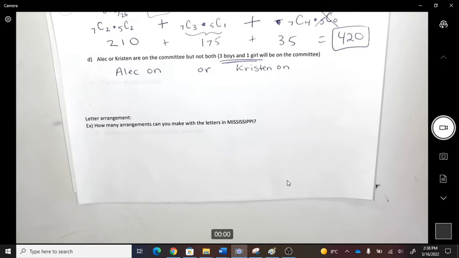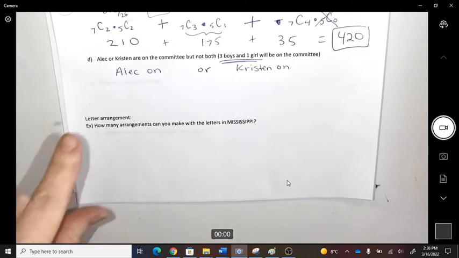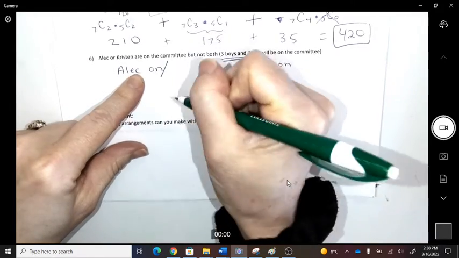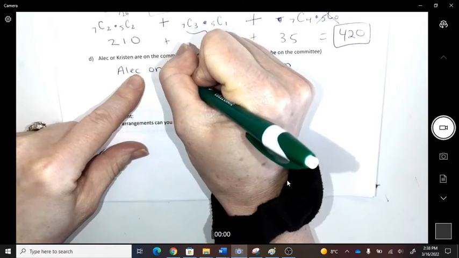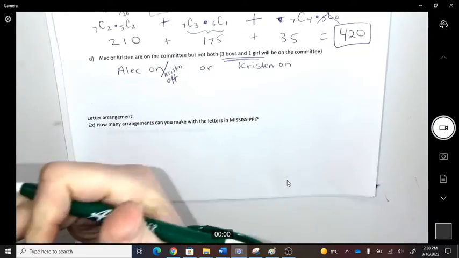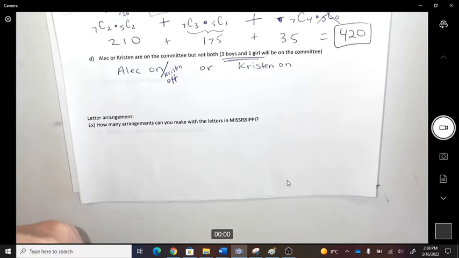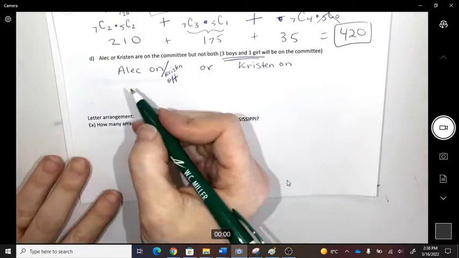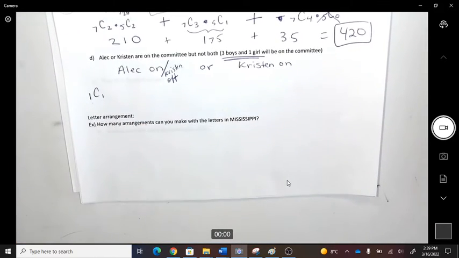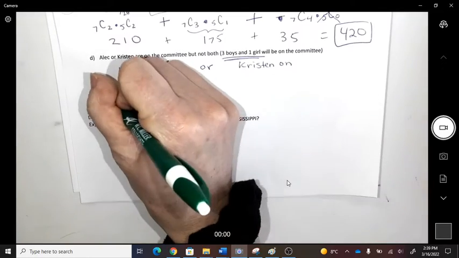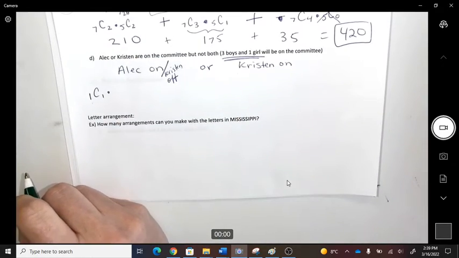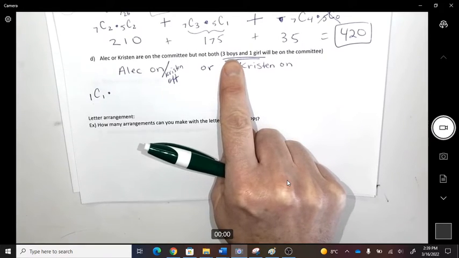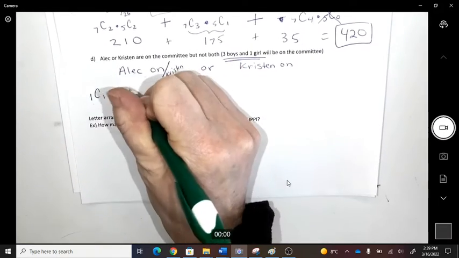Okay, so what do I know? If Alec is on this committee, what else do I know? Kristen has to be off of it. She can't be on it. Okay, and then we're trying to get a committee of four, and we're trying to get it to have three boys and one girl. So here we go. I'm going to choose Alec, because he has to be on it. So Alec is a boy. So how many more boys do I need? I still need two more boys.